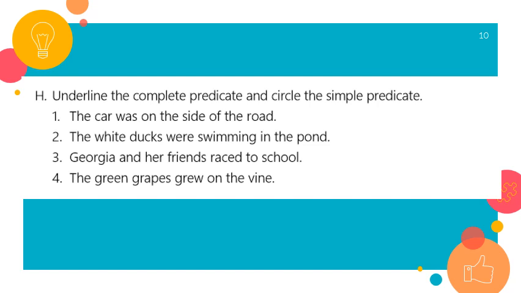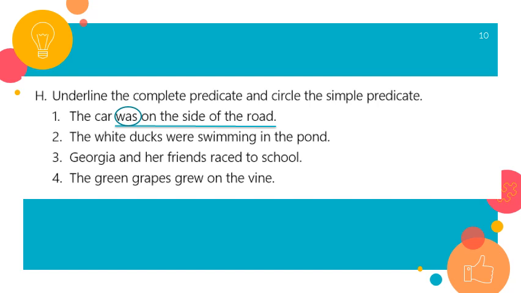Number one, the car was on the side of the road. Ask yourself, here I'm talking about the car, so the car is the subject. I have to do nothing with the subject. I have to work with the predicates. So where does the predicate start from? The predicate starts from was. So the complete predicate is was on the side of the road. This is the complete predicate. Okay? What is the simple predicate now? The simple predicate is the main verb, and it is at the beginning of the predicate. Here the verb is was only, so was is the simple predicate.